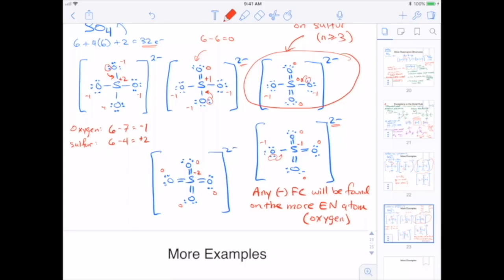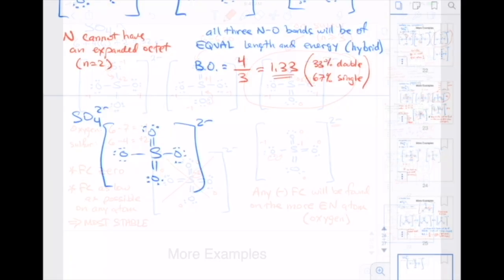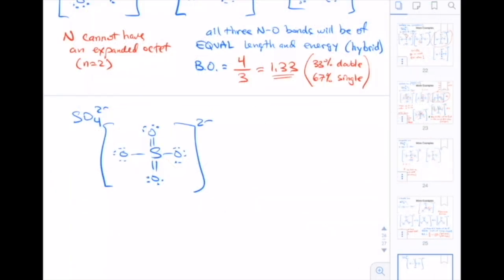Now this last structure isn't as favored because we have 2 formal charges on any one atom. So you want the formal charges to be 0 and you want them to be as low as possible on any given atom. That's going to overall give you your most stable configuration. In fact, if you look at them closely enough, you'll realize that there are 6 total resonance forms that you could have.